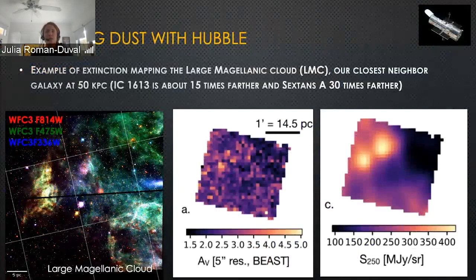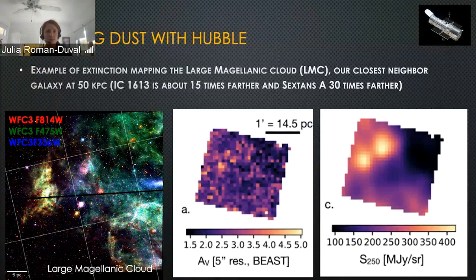And so here's an example of this technique that we have applied to other galaxies that lie closer to us. Specifically, this is in the Large Magellanic Cloud, which is our closest neighbor galaxy, about 50 kiloparsecs or 150 thousand light years away. So the target galaxies that we'll be observing with Webb will be about 15 to 30 times farther. So just to keep in mind that, this is not exactly apples to apples, but yet this is a demonstration of how the technique works.